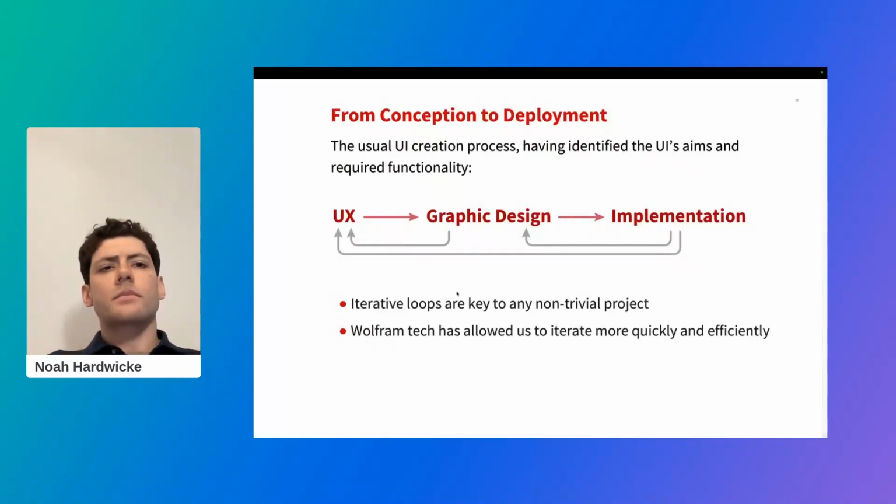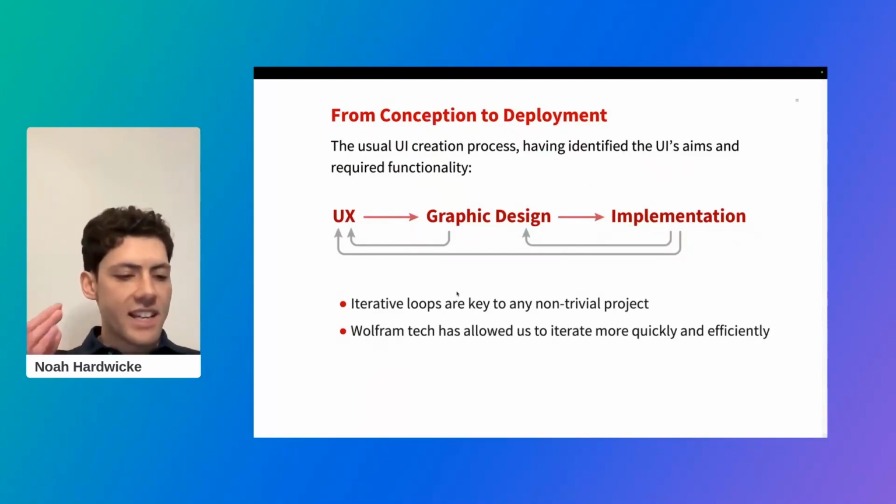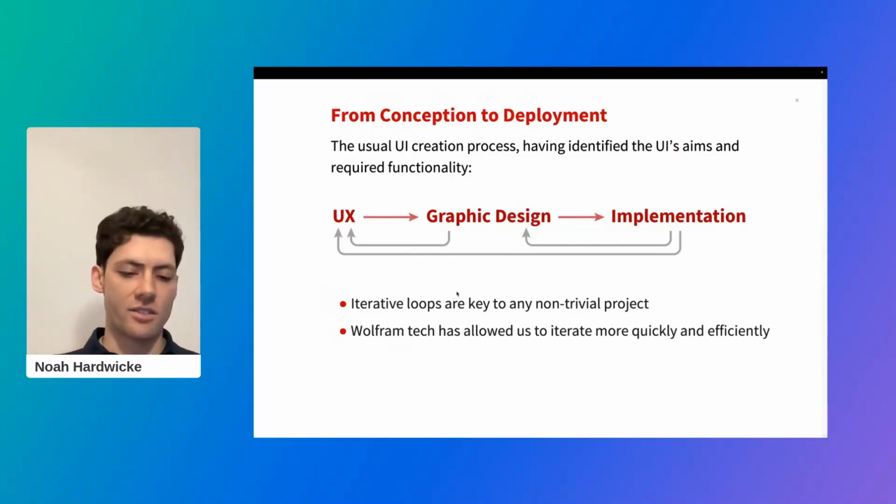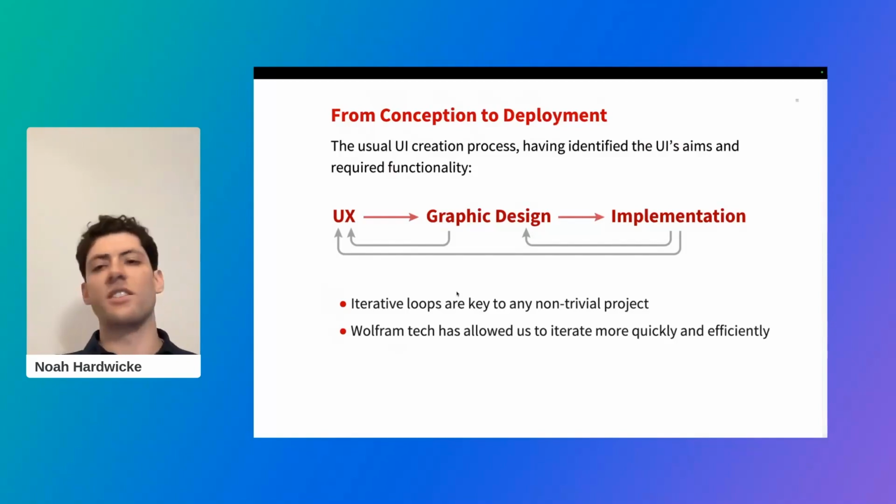Okay, so the usual process that we employ for creating a UI. We identify that a UI is needed for a certain task, a certain feature, and we identify the aims. This is what it should achieve. These are the features it needs to have, and then this diagram shows the core process of how that UI is then created. Usually UX will start off, look at the aims, look at the features, and work out how the user is going to interact with this interface.